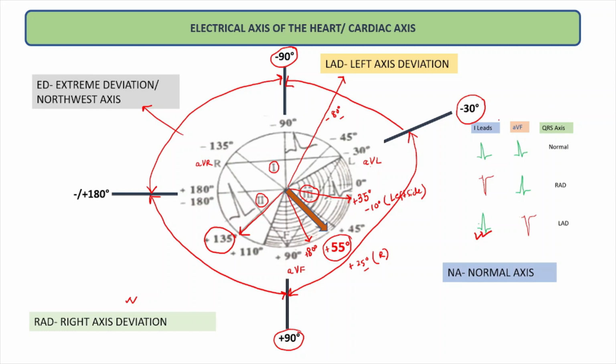Now the diagram shows lead 1 and AVF and the QRS pattern of normal, right axis deviation and left axis deviation.